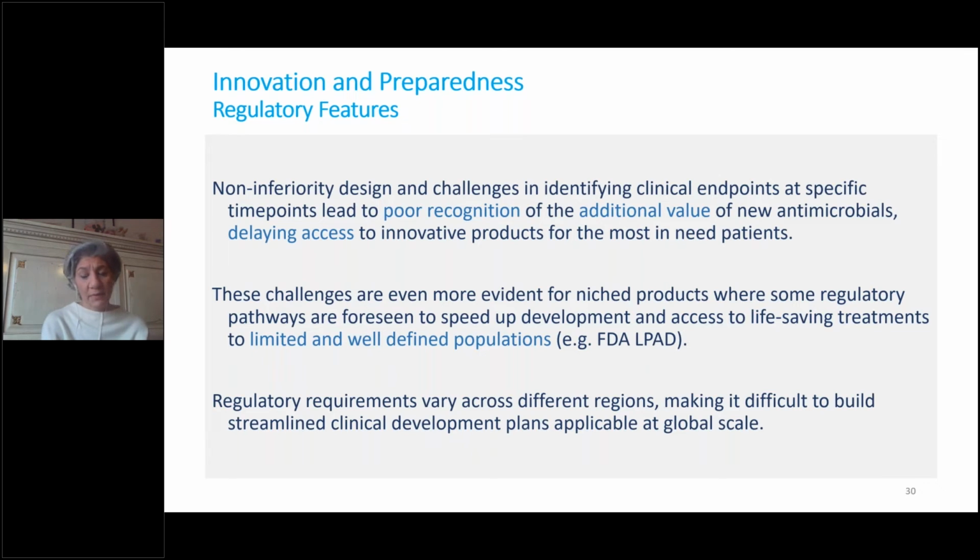These challenges are even more clear for products targeting very, very small populations. We know that in recent years, regulatory agencies have been more open to considering innovative pathways to get market approval in very special cases, addressing a limited and well-defined population, the most in need, that can benefit from these new antimicrobials.